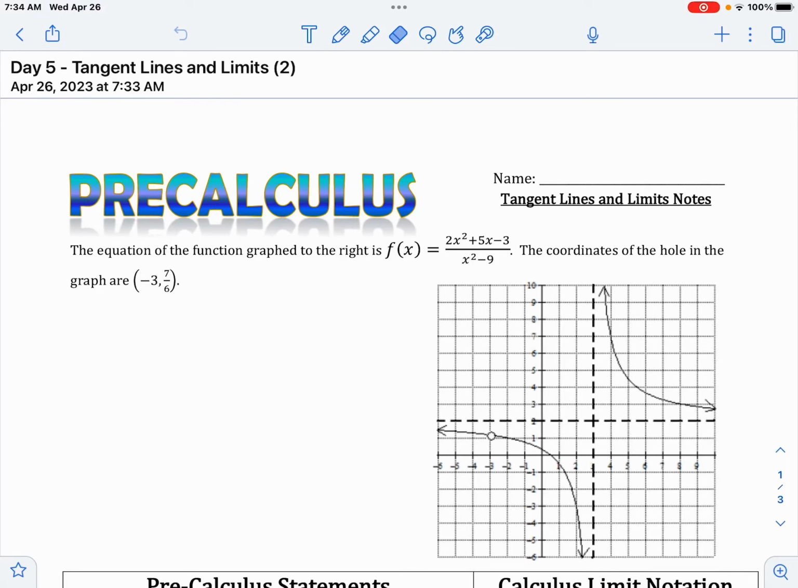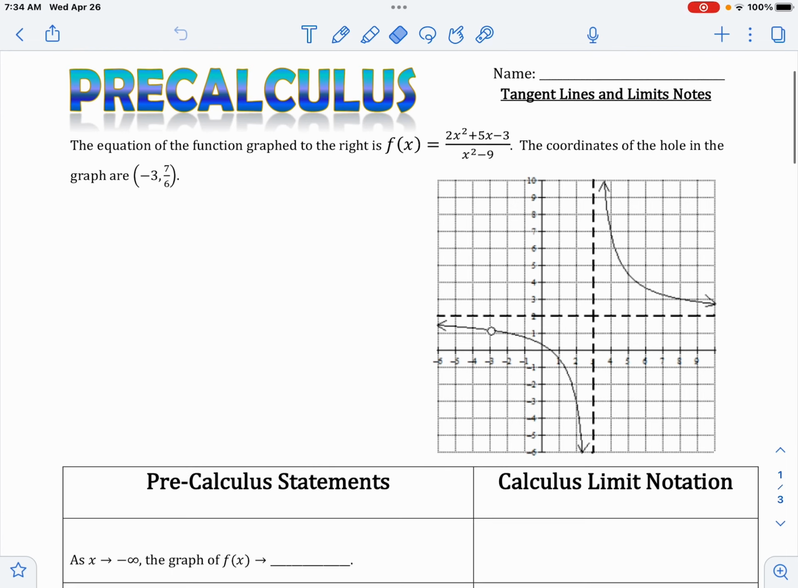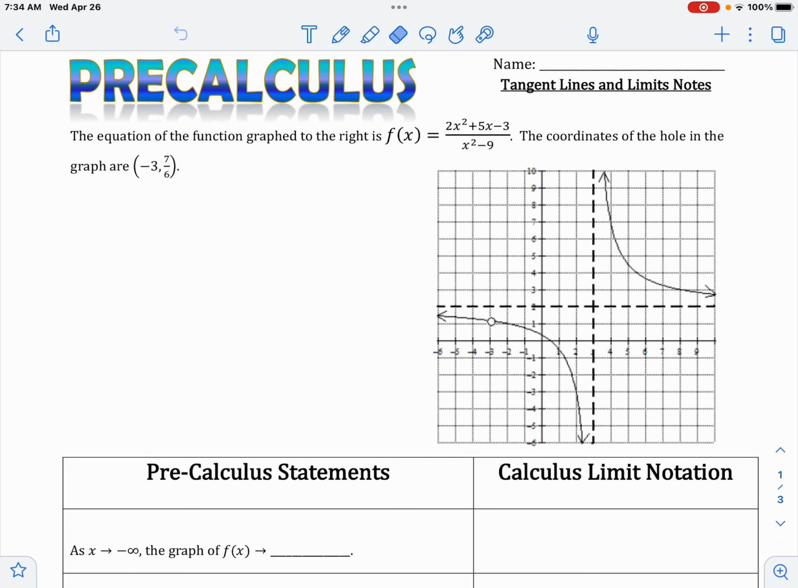All right, so these are the notes on tangent lines and limits. It's more of a review than anything else of things that we have learned, just looking at it from a different perspective. The first sentence says the equation of the function graphed to the right is f of x equals, and then it gives a rational function.